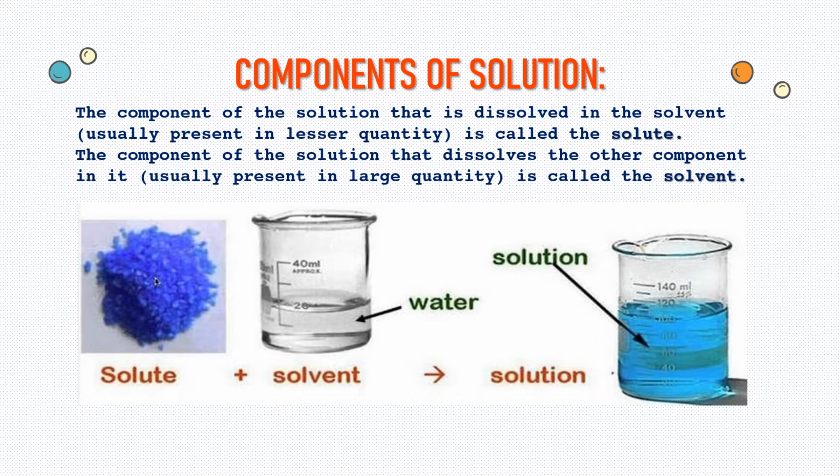As you can see in the picture over here, it is copper sulfate solution, where blue crystals of copper sulfate are the solute and water in the beaker is the solvent. And after mixing the solute in the solvent, we have got a blue color homogeneous solution of copper sulfate. So now let us see some more examples of different types of solution.